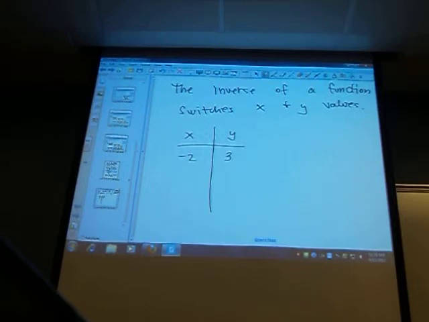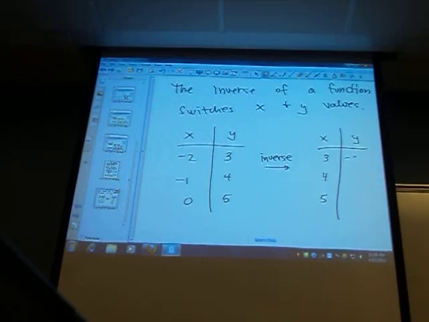I'm just going to make a table of values here. So x is negative 2, y is 3; x is negative 1, y is 4; x is 0, y is 5. I want to make the inverse. Okay? Well, I just want to switch the x and y values. So my x values of my inverse would be 3, 4, 5. My y values would be negative 2, negative 1, 0. They stay in the same pairs, they're just switched.